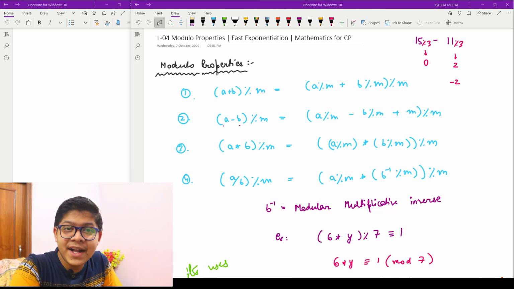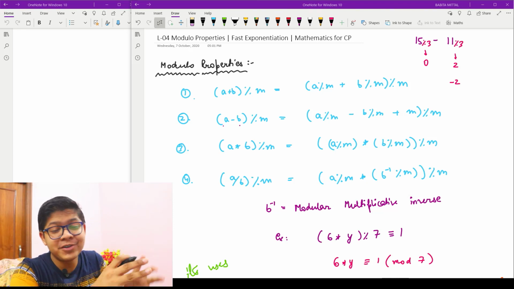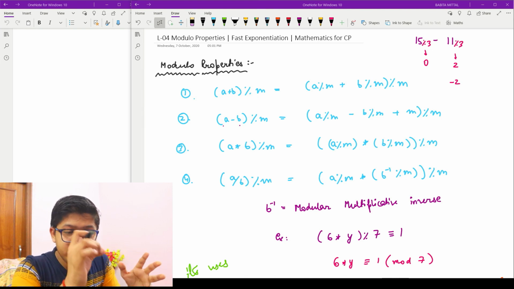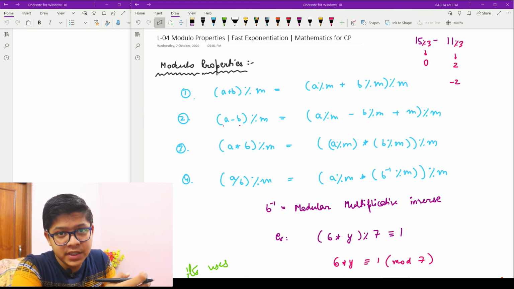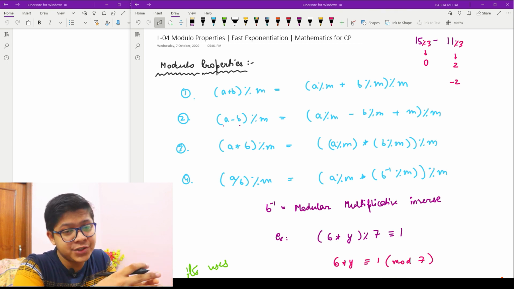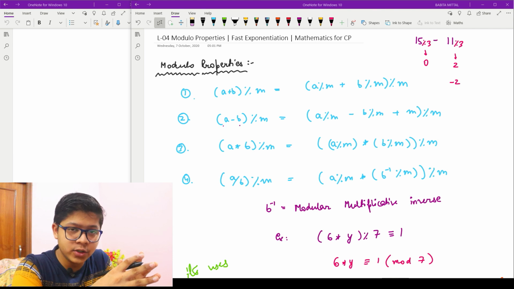So hello friends, welcome back, and in this video we are going to see the modular properties, and we will see fast exponentiation. We will see the fast exponentiation recursive method, the bit method, and the most efficient method which you will actually use in programming. We will see that in the next video.